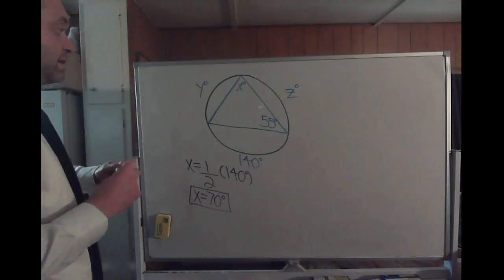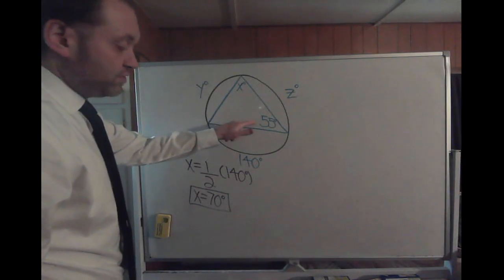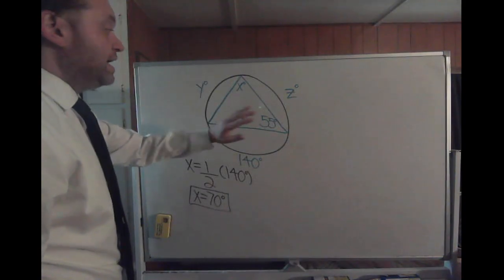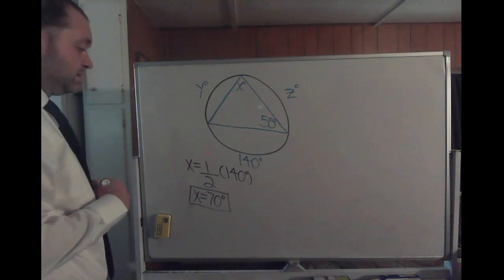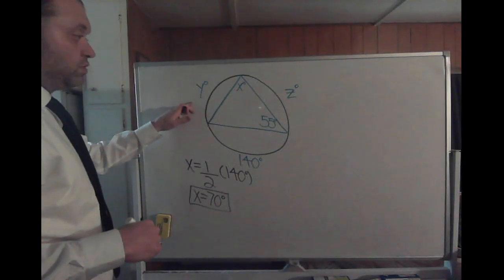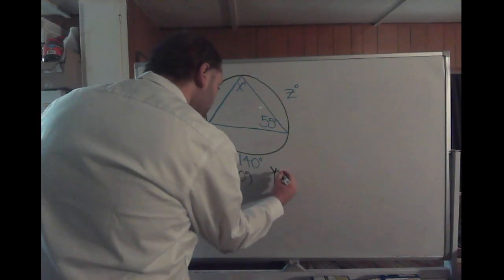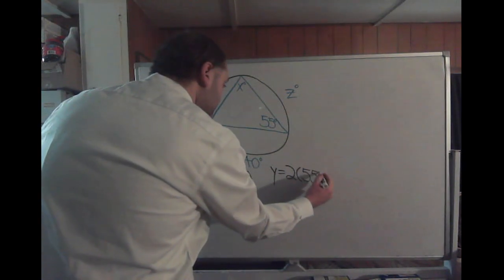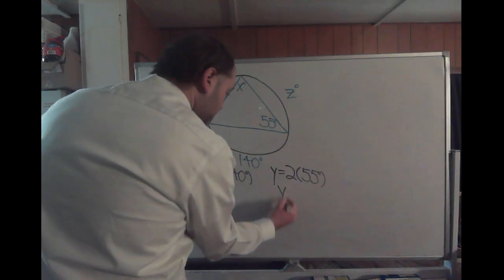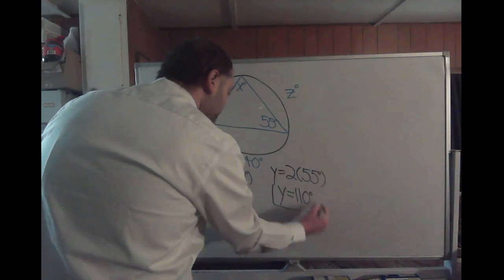Okay, then we can apply the same for Y. The 55-degree inscribed angle intercepts the Y-degree arc. Now to solve for the arc, of course, we're going to have to double the inscribed angle, so Y would be equal to 2 times 55 degrees, which would give you 110. So Y is 110 degrees.